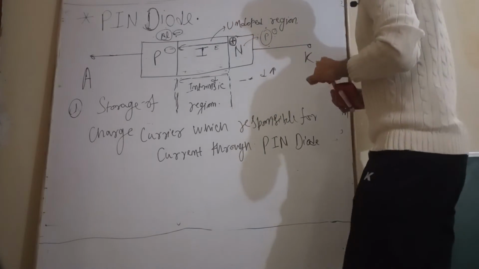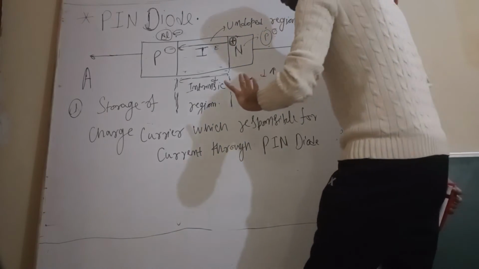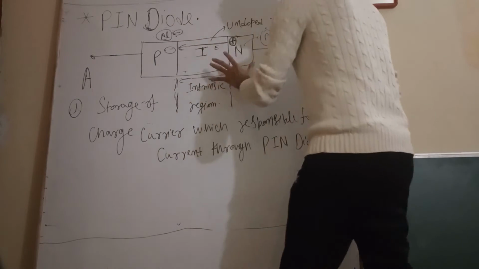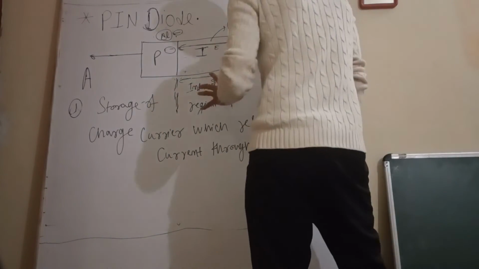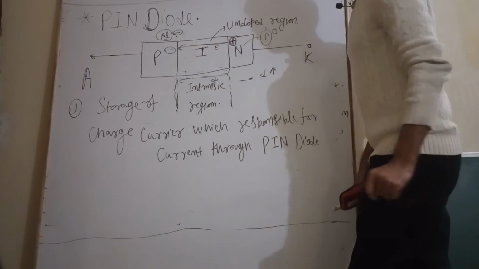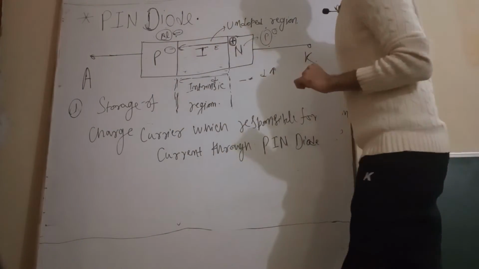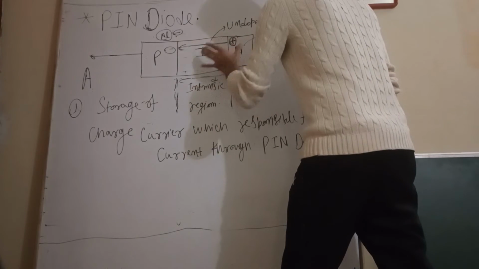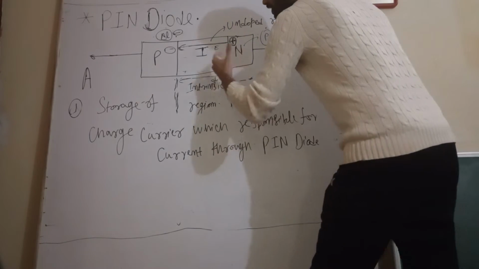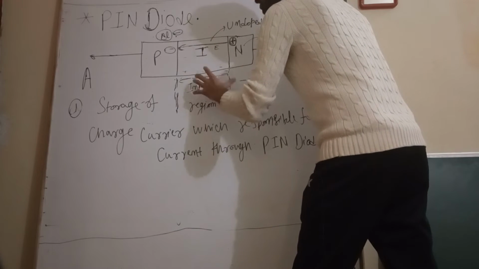So if you see the PIN diode, when this current will flow, during forward bias, when we provide the forward bias voltage, at that time this depletion region will start decreasing. As we increase the forward bias voltage, the depletion region decreases, and then the resistance of this region also decreases.